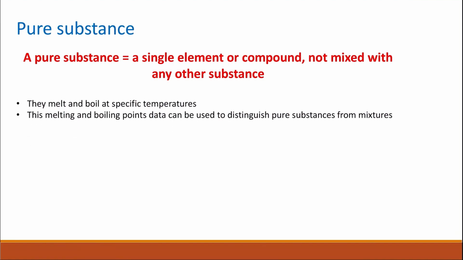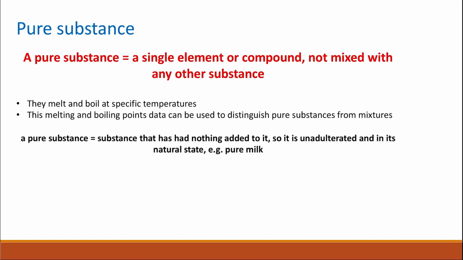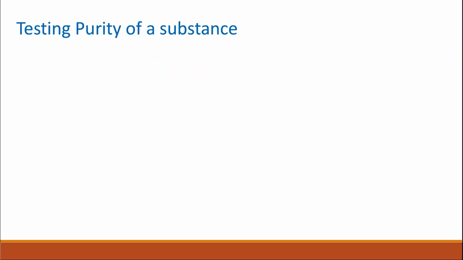Normally, pure substances have certain melting and boiling points. So they melt and boil at a specific temperature. The melting and boiling points of these pure substances can be found in a data book. In everyday life, a pure substance is a substance that has had nothing added to it. So it's unadulterated and in a natural state, for example, pure milk.